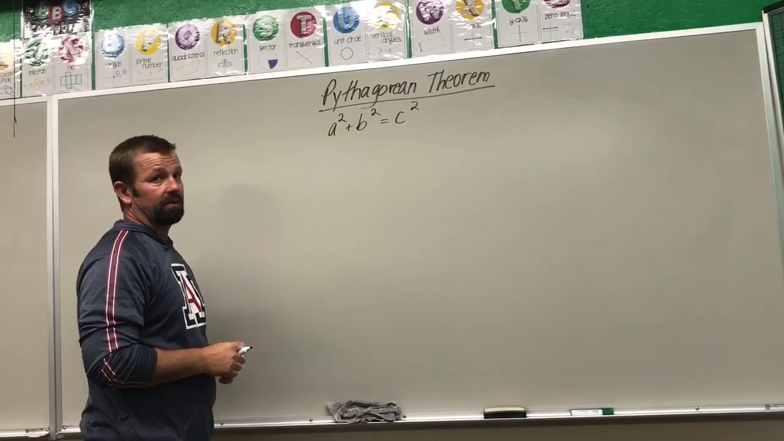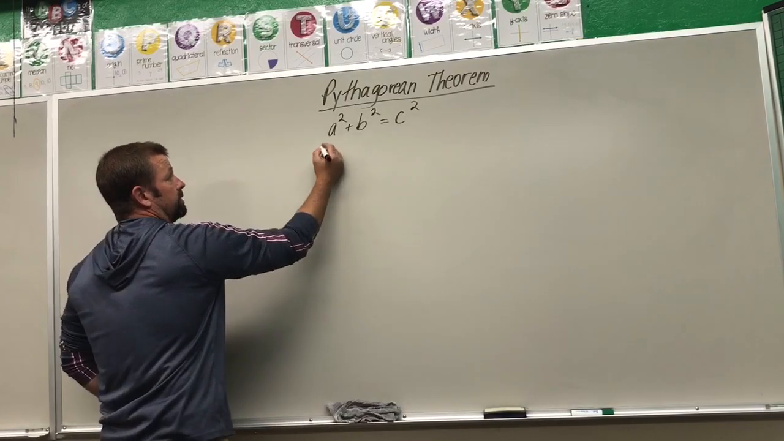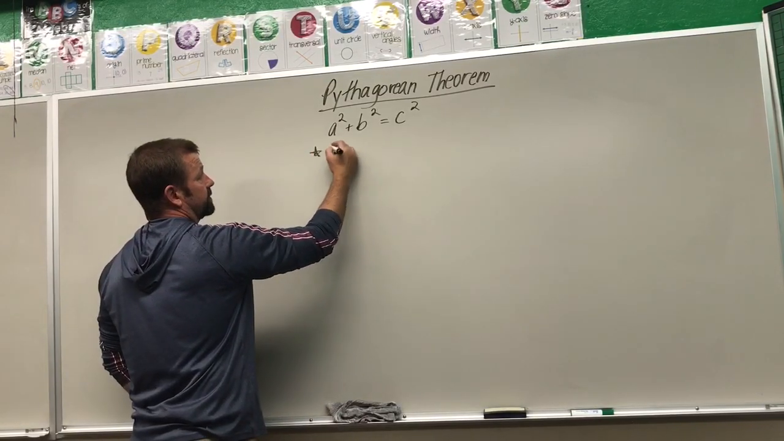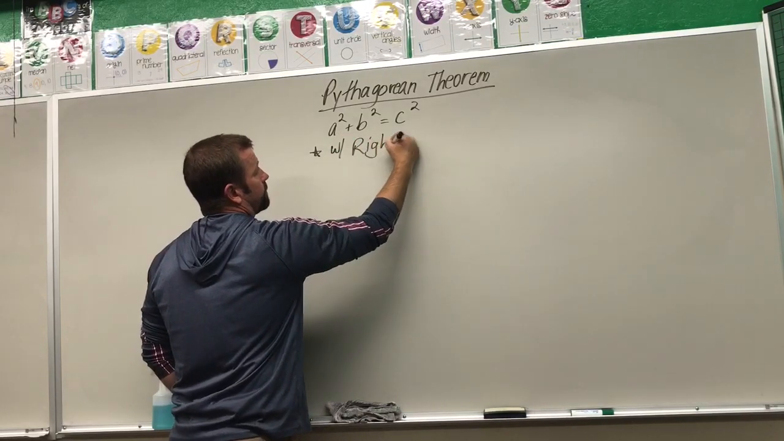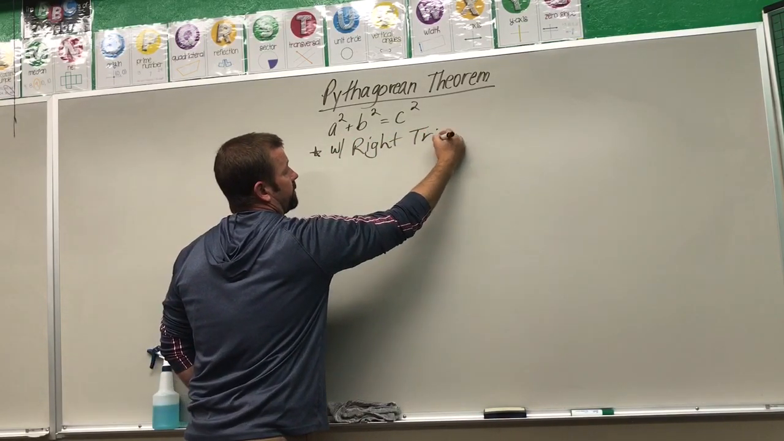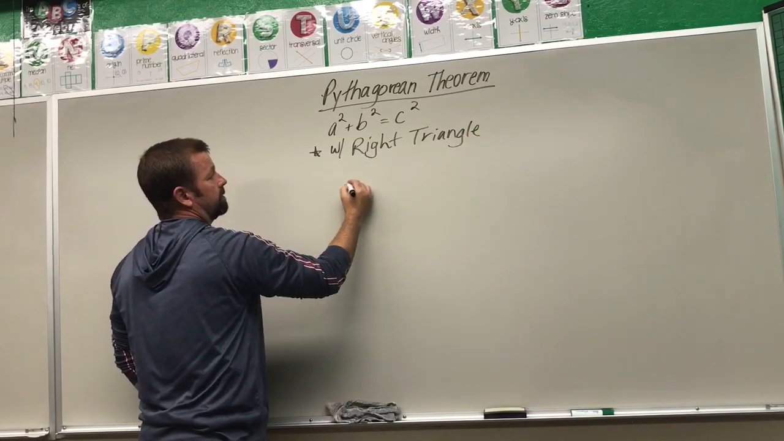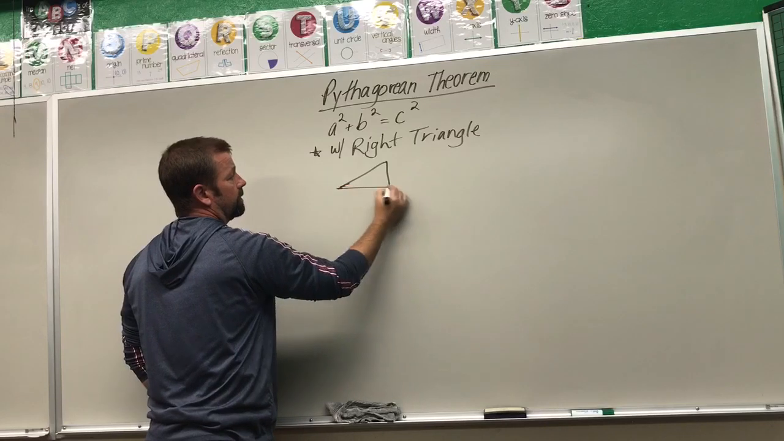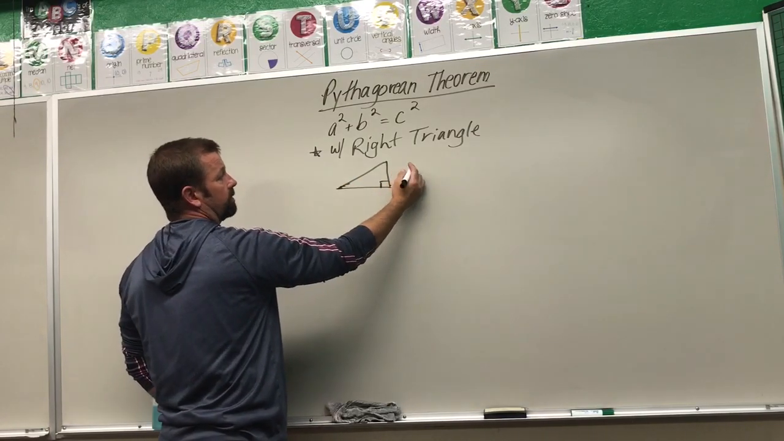I'm going to show you how to work with the Pythagorean Theorem. So if you have a right triangle, you have to have that first, you can find your missing side lengths, if there are any missing. So look for the box here to indicate it's a right triangle, which we have here.